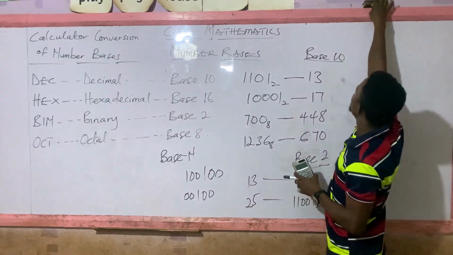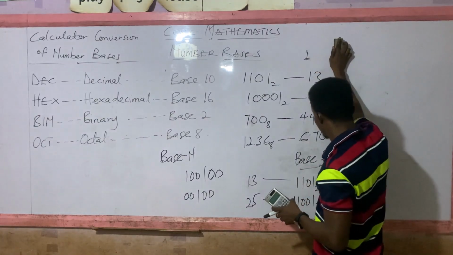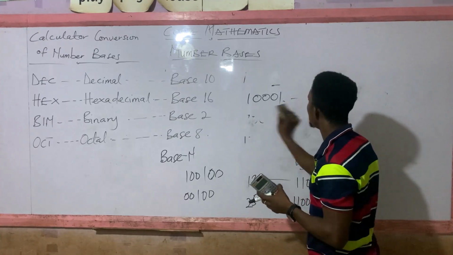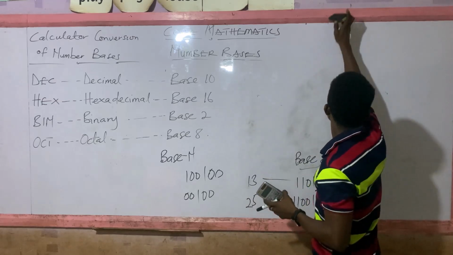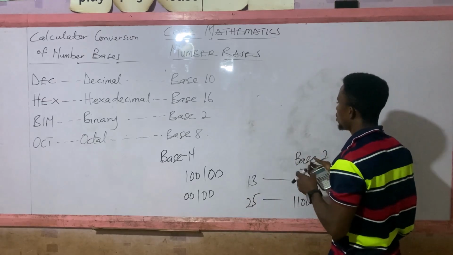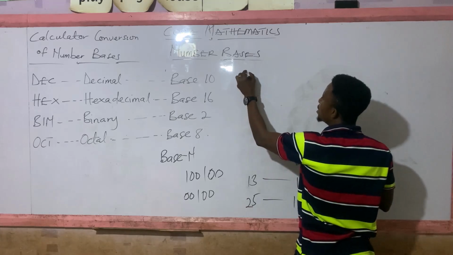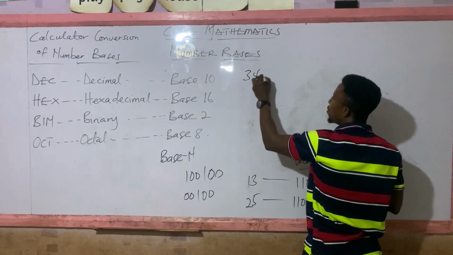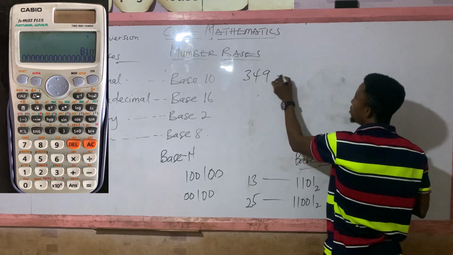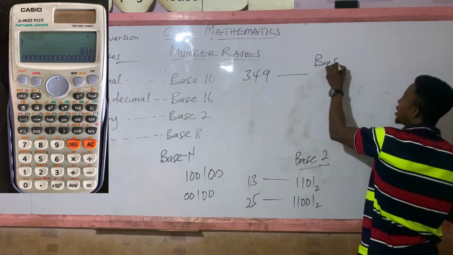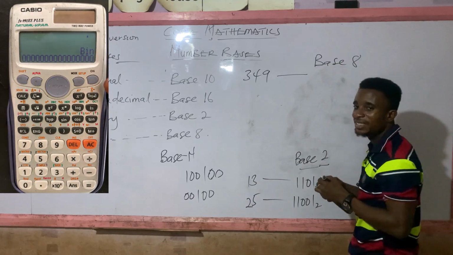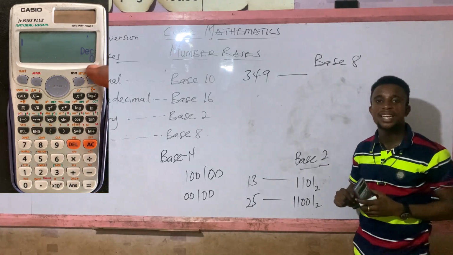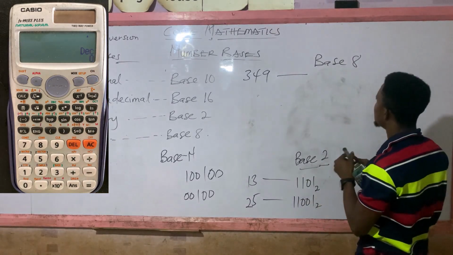Okay. So now let's see how to convert to base 8. So I can put, let's say, 349. And if you are asked to convert to base 8, you can't convert to base 10 because it is already in base 10. Please, do we get that? So let's see how that one too is done.